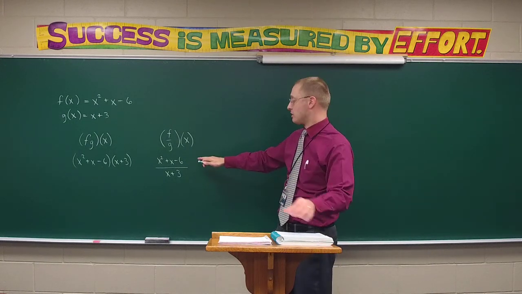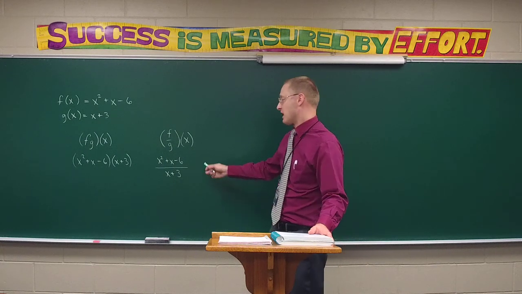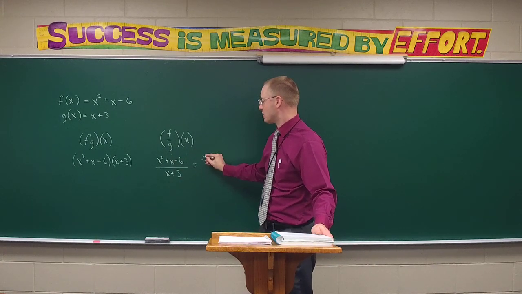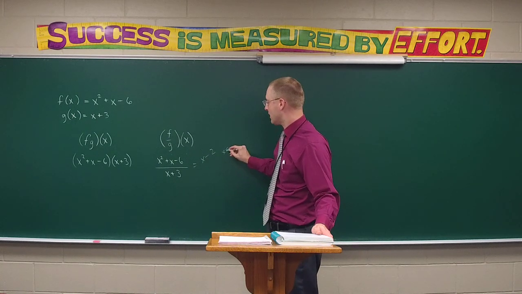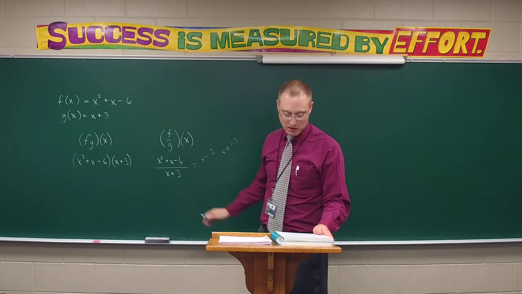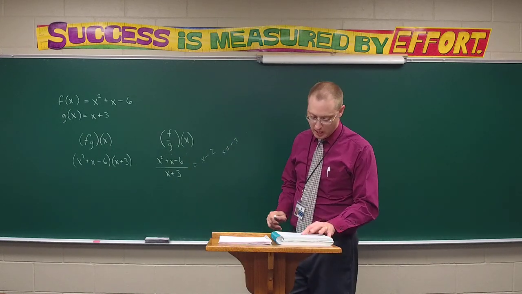You could do synthetic division. There's actually something quicker. Factor and cancel. You could factor (x - 2)(x + 3), cancel the x + 3's, and just get x - 2. But x can't be -3.